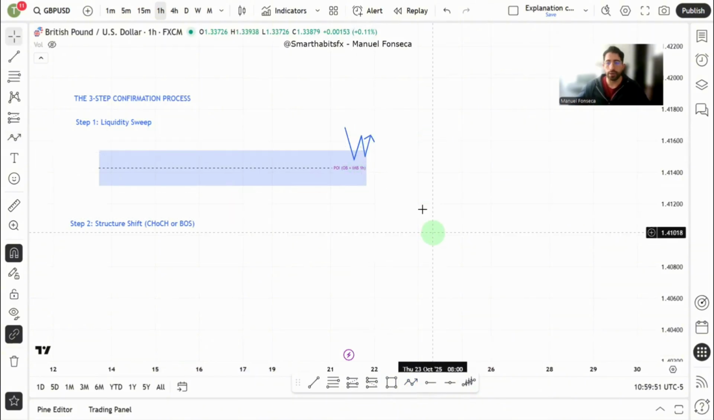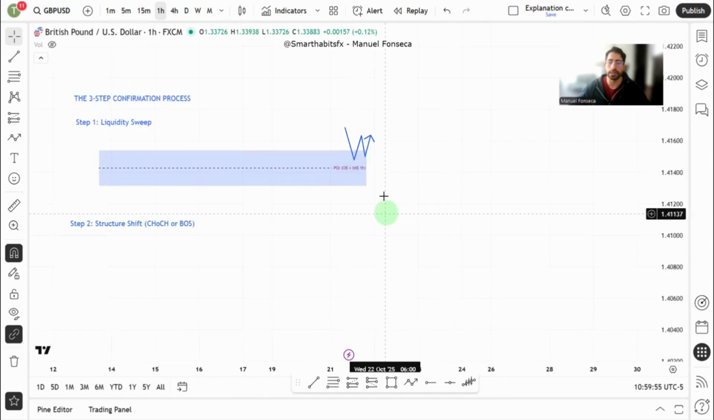What is the meaning of liquidity? Lows or highs, depending on the example. Because we're doing a bullish example, it will make lows, right? So the idea in this bullish example is that the price takes the liquidity of the lows that they made in this point of interest area.